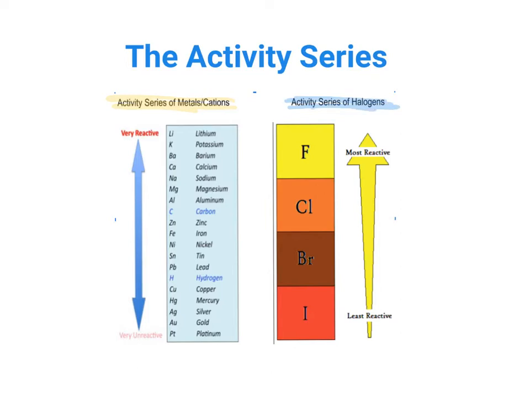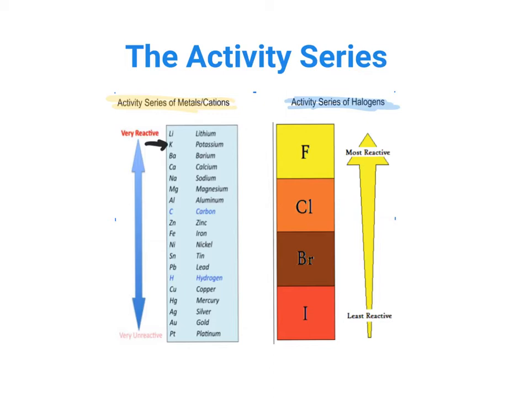But the idea here is the higher something is on the chart, the more reactive it is and can do the replacing. So for example, if you have a compound with potassium in it, potassium is right here, potassium is very, very reactive. Therefore, the only thing that could replace potassium would be free lithium, which is a little bit more reactive. And it just kind of goes like this. Same thing with the halogens. For example, if you have a compound with bromine in it, if free chlorine or free fluorine gas are available, they'll replace it, but iodine won't.